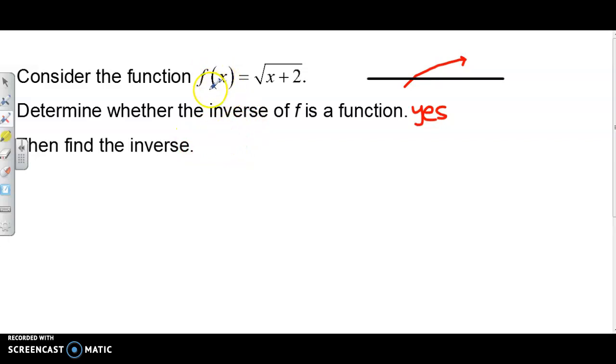Now find the inverse. Okay? So, we have f of x equals the square root of x plus 2. So, in this case, we have y equals square root of x plus 2. We'll switch the x and the y. Now square both sides.